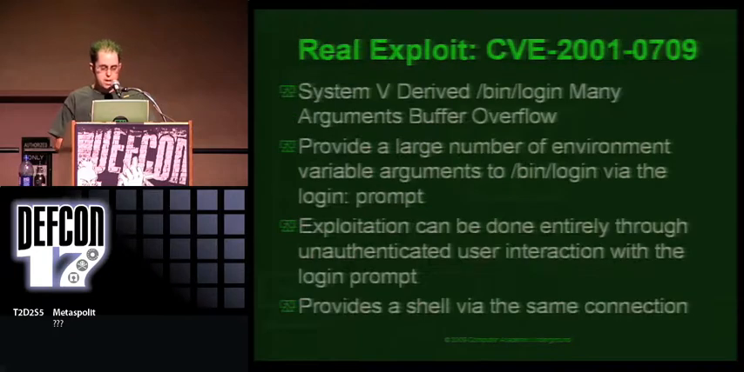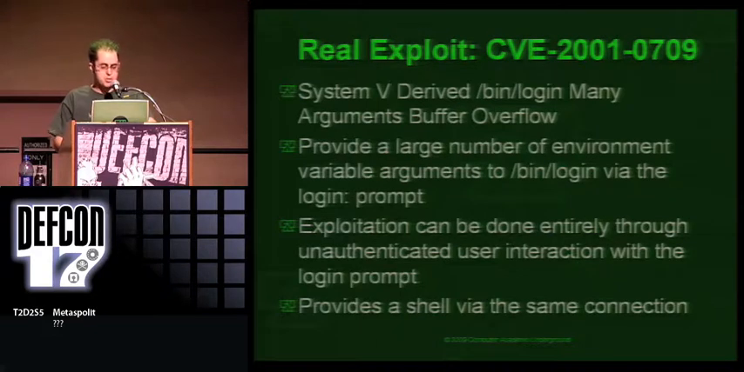So here's a real exploit, which is a very good example of what type of bug you could attack using this. It's basically pretty old. You can see it's from 2001. There's a bug in bin login derived from System V bin login, which a lot of Unix has had, specifically Solaris, which is what this particular exploit is for.